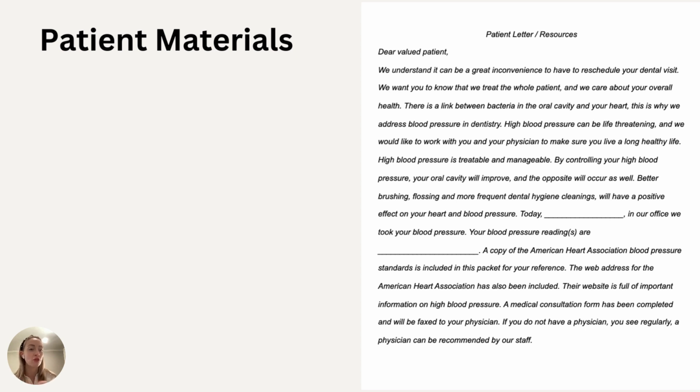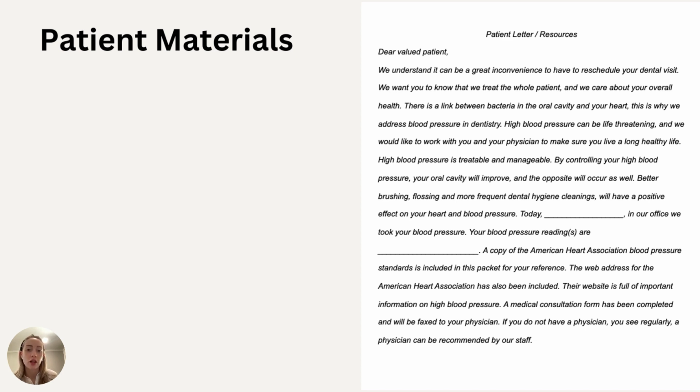So that line is for the provider. Whether it's a dental hygienist, an assistant, whomever took the blood pressure reading, we like to put their name there. That way, if the patient calls back and wants to talk to that person, they have their name. And then it says your blood pressure readings are, and again we want to document here the patient's blood pressure readings, and they need to have them to take home so they know what their blood pressure was that day.